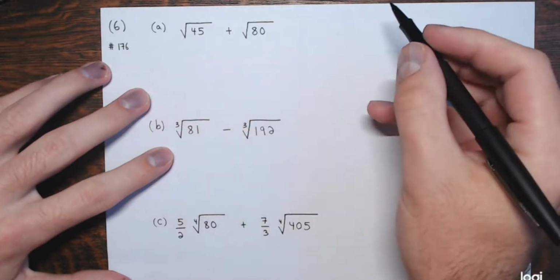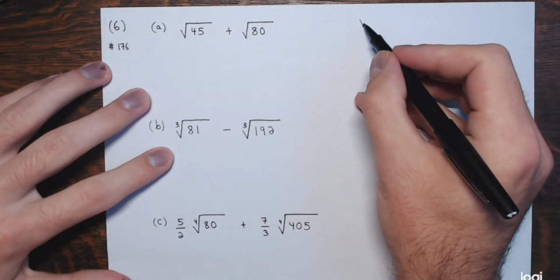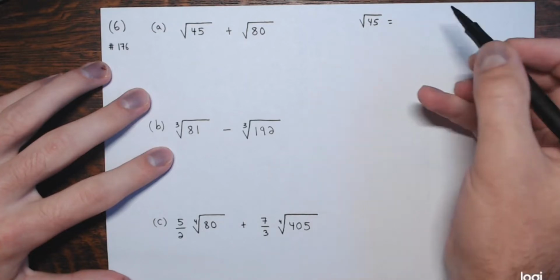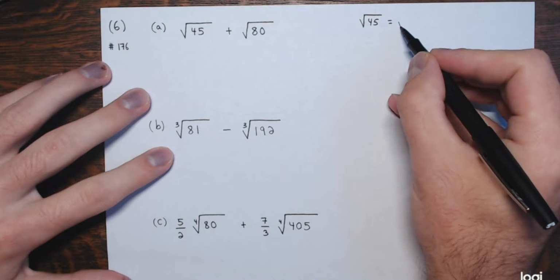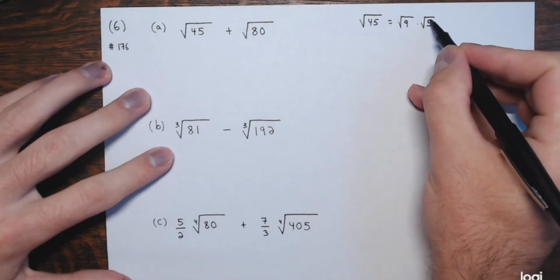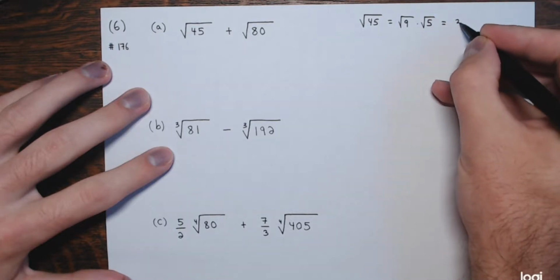So I'm going to do this off to the side. We'll simplify each radical. The square root of 45 is the square root of 9, that's a perfect square, times the square root of 5. So that's 3 times the square root of 5.